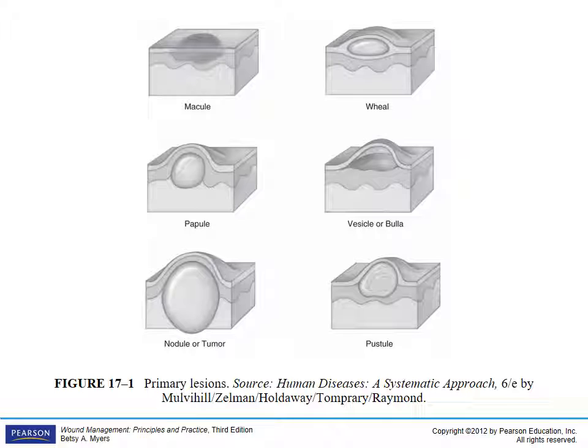A macule can be just a small discoloration under the skin. A wheal would be a little bit of a raising of the skin. A papule would be a bigger raising of the skin. A vesicle or bulla is fluid filled. As you can see, there's empty space underneath it. A nodule or tumor is larger still, and then a pustule is something that is between the dermal and epidermal layer, and it is filled with pus.